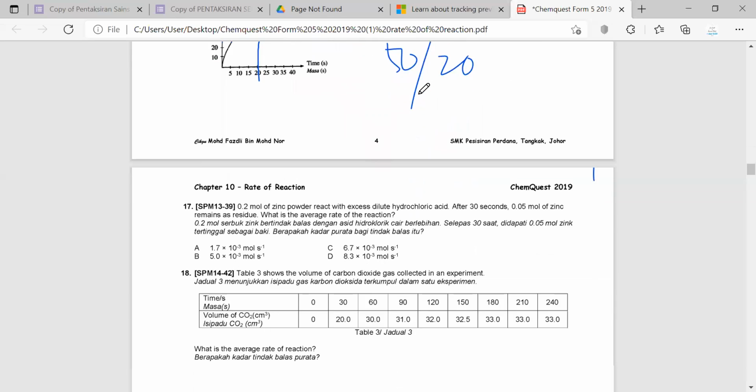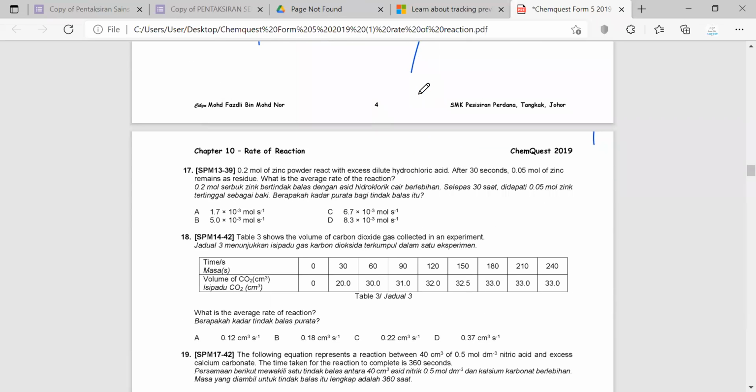Good. Number 17. So you can see there's a lot of calculation here. Never mind. We do together. The next question. 0.2 moles of zinc powder reacts with dilute hydrochloric acid. And then after 30 seconds, 0.05 mole of zinc remains as a residue. What's my average rate of reaction? So dia mula 0.2, and then yang tertinggal tu 0.05. So how much is being used?